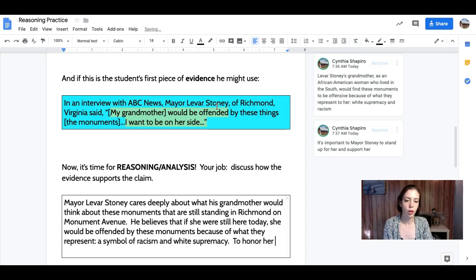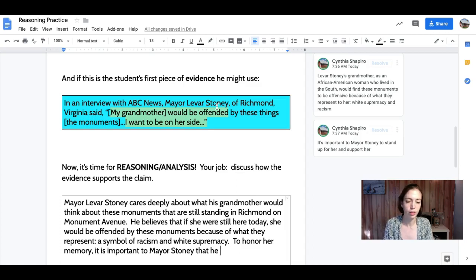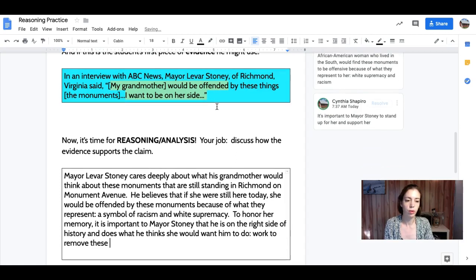To honor her memory, it is important to Mayor Stoney that he... see, this is where reasoning gets kind of sticky, right? You got to phrase it just so. It is important to Mayor Stoney that he is on the right side of history and does what he thinks she would want him to do. Work to remove these monuments.